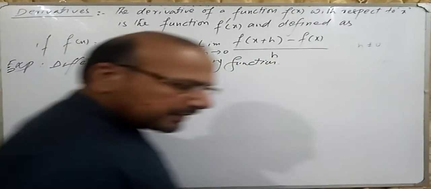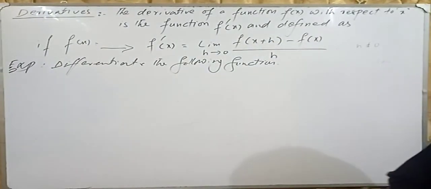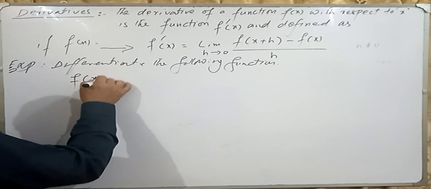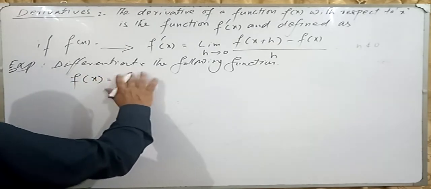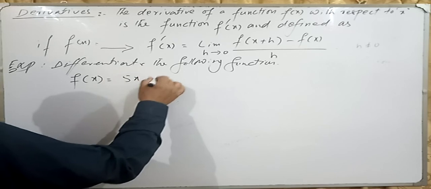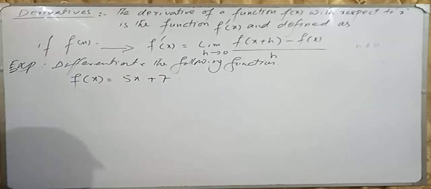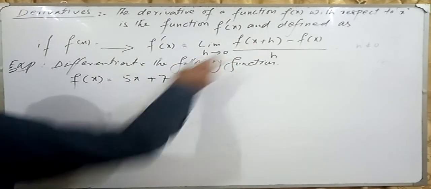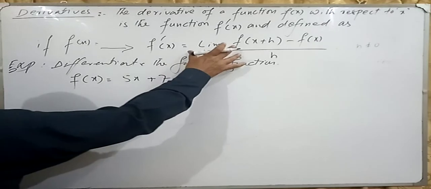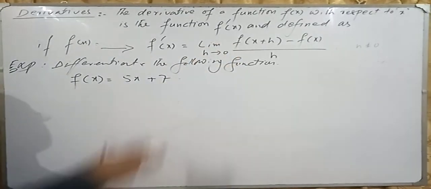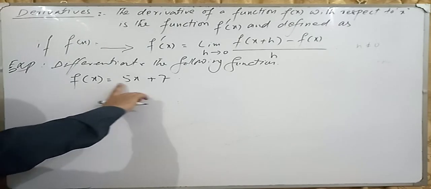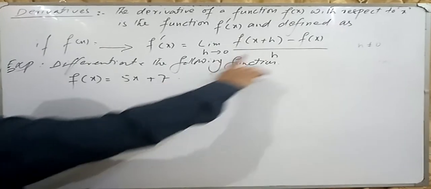Suppose we are given a function f of x equal to 5x plus 7. Now this is the given function. What we have to do first is arrange it according to this particular definition or formula. F of x is given, f of x equal to 5x plus 7.